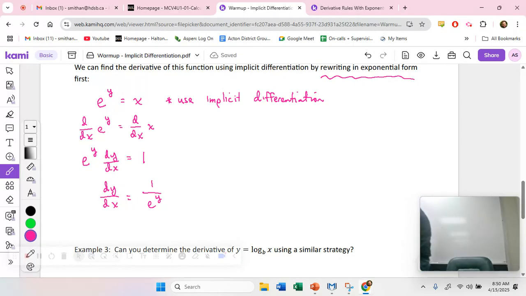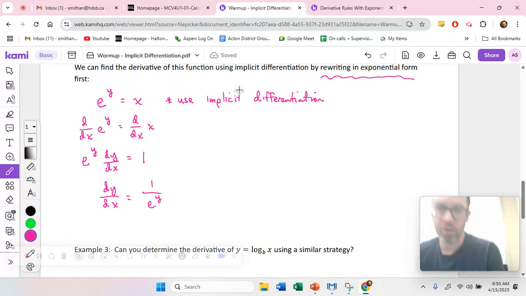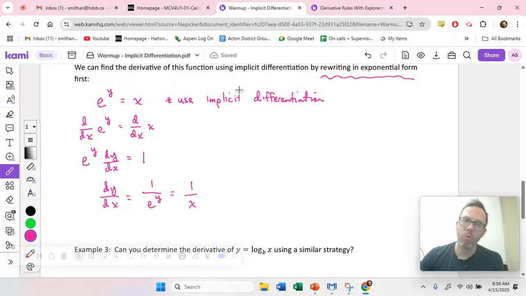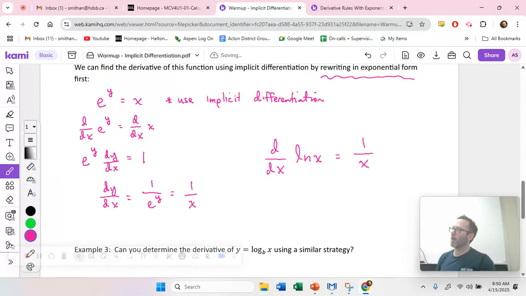Did we not just up here say that e to the power of y is equal to x? So the derivative of the natural logarithm function is just 1 over x, which is a very cool derivative. So dy by dx of ln x is equal to 1 over x. I still think that's fascinating how that comes to be. The derivative of the ln function is just 1 over x.